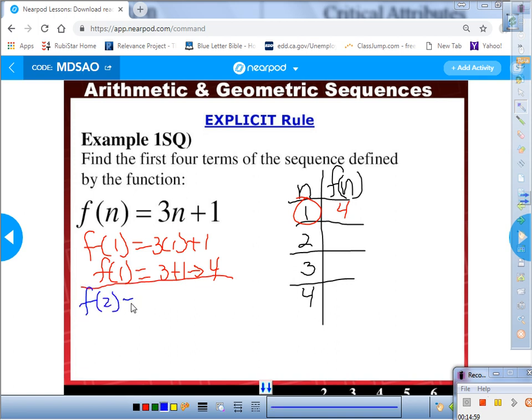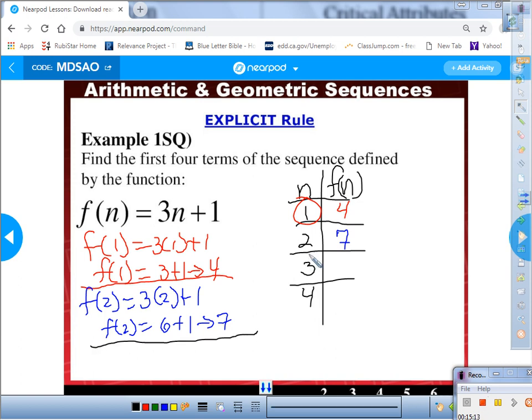Next, f of 2 equals 3 times 2 plus 1. F of 2 equals 6 plus 1. What is 6 plus 1? 7. Hands up if you got that. Okay. So far so good, right?